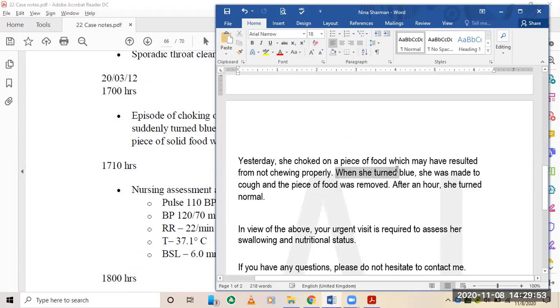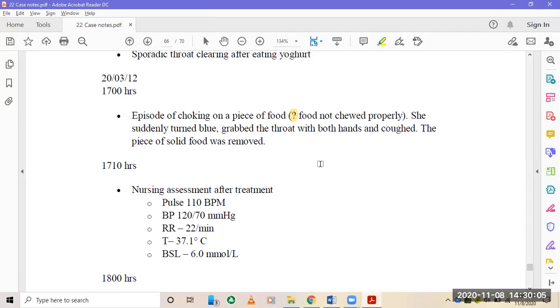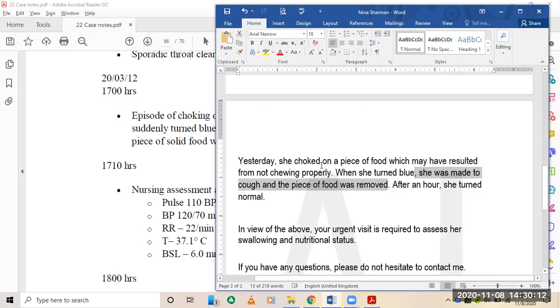When she turned blue, so she choked and then she turned blue. Then what happened when she turned blue? She was made to cough and the piece of food was removed. I am sure it says here, grabbed the throat with both hands and coughed. So maybe someone helped her or she did it by herself. I don't want to highlight that there. But then, yes, she coughed or she was made to cough and then the piece of food was removed.